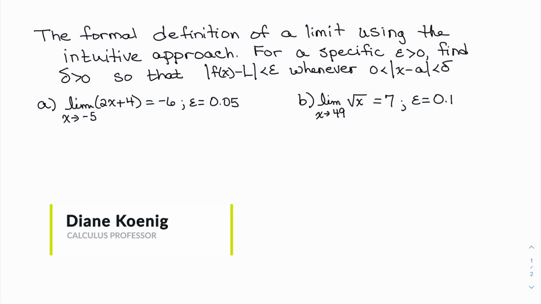Hello and welcome to today's video on the formal definition of a limit using the intuitive approach. Now recall that to do this we're looking for a specific epsilon greater than 0, find a delta greater than 0 so that the absolute value of f of x minus L is less than epsilon whenever 0 is less than the absolute value of x minus a is less than delta. Now that 0 is less than just means that x cannot be equal to a. So that's why we have the double inequality for that.